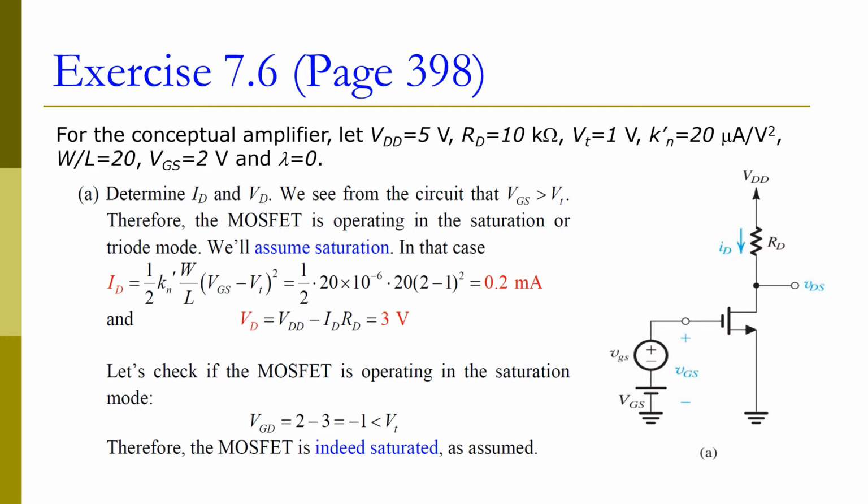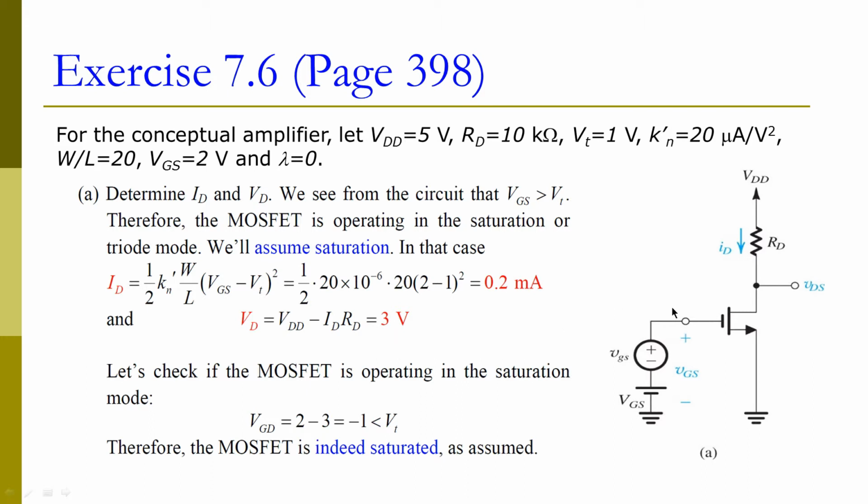Now, if the transistor works in the saturation mode, we can use the saturation equation to do the calculation and then obtain the drain current equals 0.2 milliamps. Now once I have the drain current, we will be able to calculate the drain voltage, which is the voltage supply minus the voltage drop across the drain resistor. That will give us 3 volts.